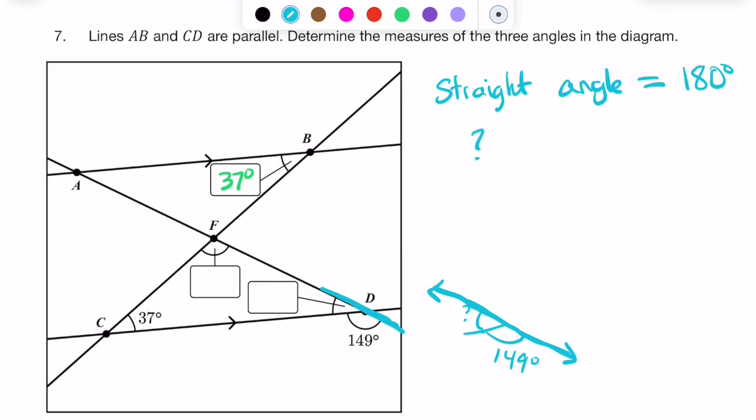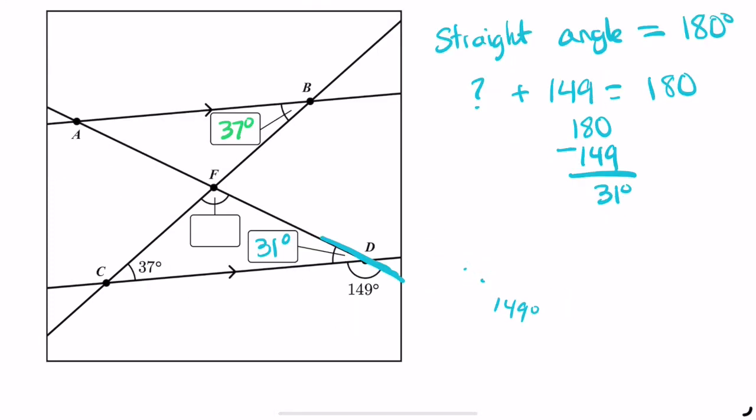So question mark here plus 149 has to equal 180. So then again, like we did in question 2, we can subtract: 180 minus 149 is going to be 31 degrees. So this is going to be 31 degrees. Okay, and then finally, now I want to figure out what this angle is.